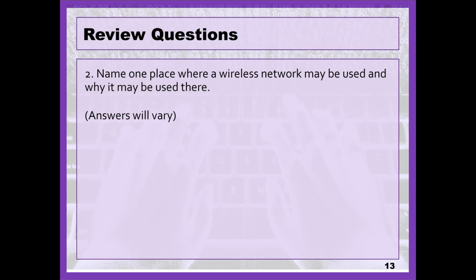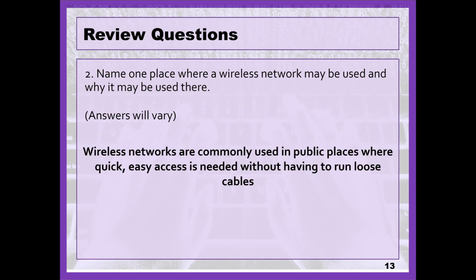Review question 2. Name one place where a wireless network may be used and why it may be used there. Answers will vary. For an example, wireless networks are commonly used in public places where quick, easy access is needed without having to run loose cables.